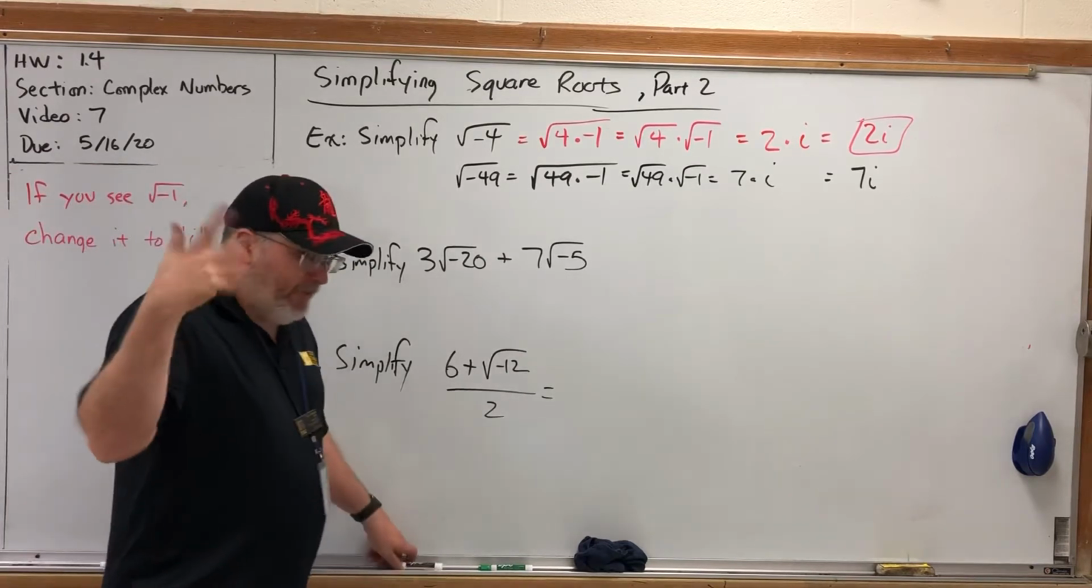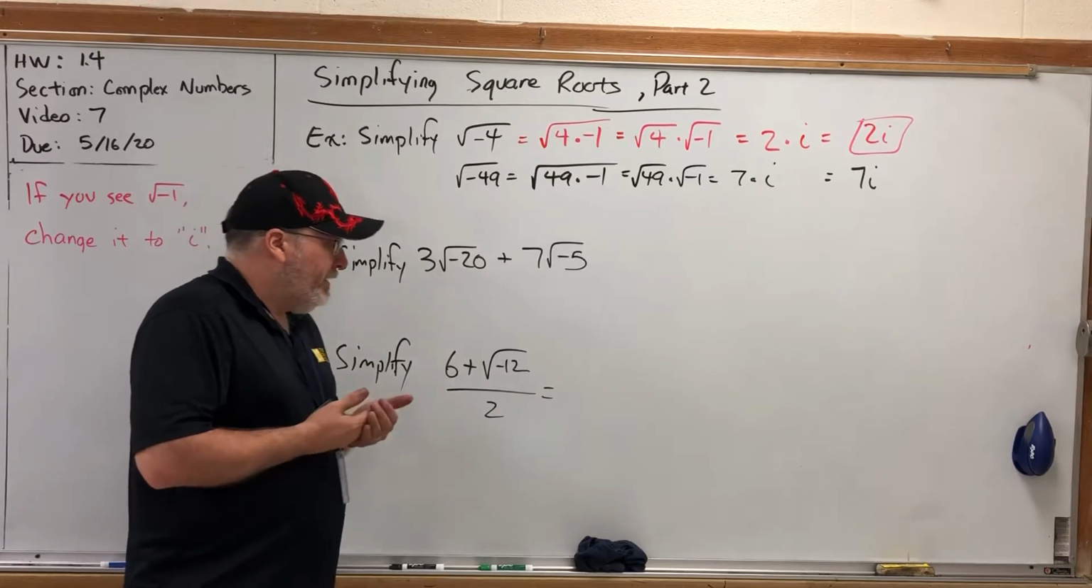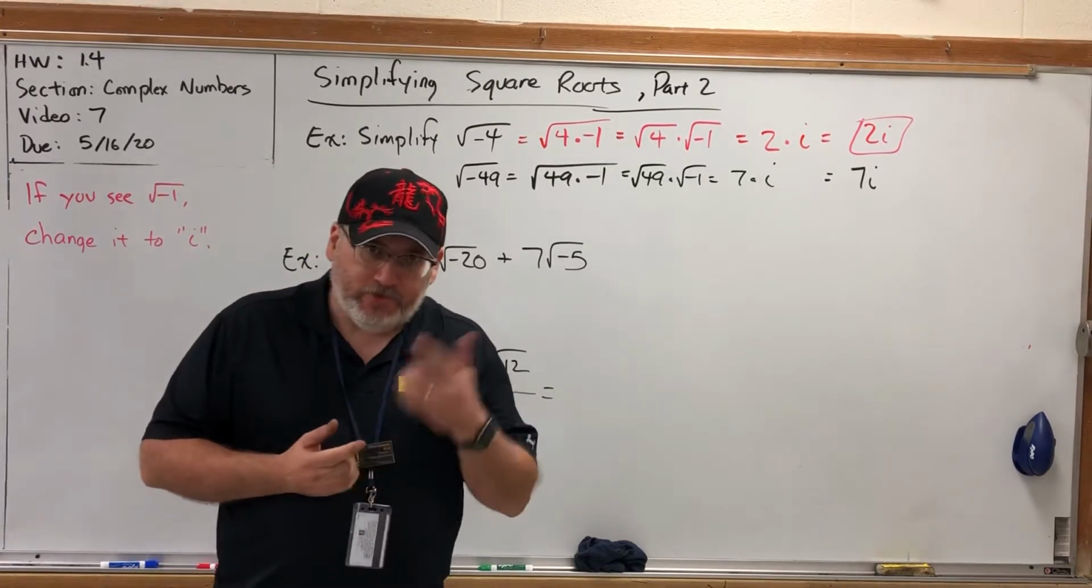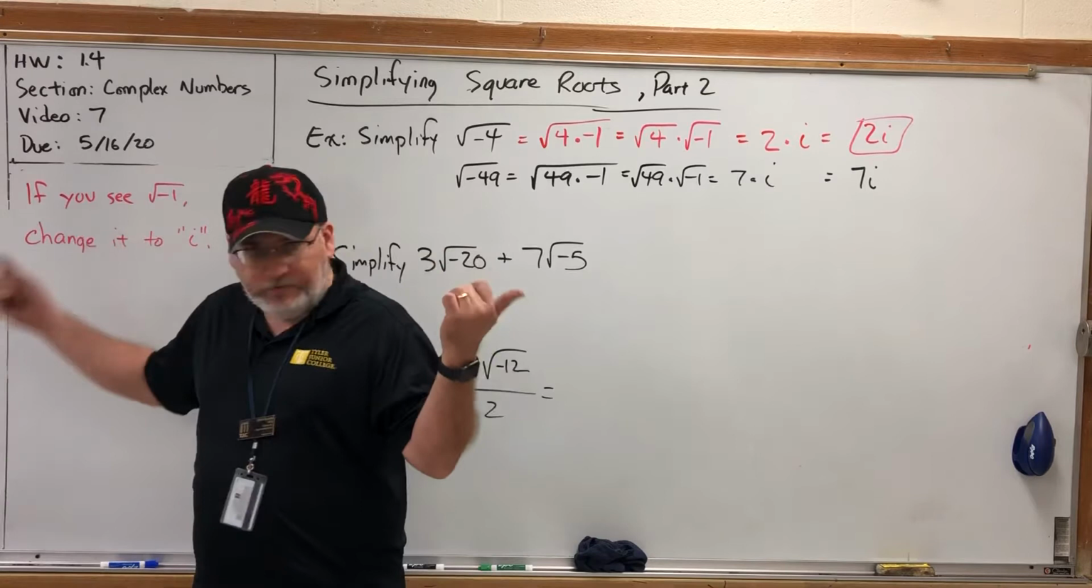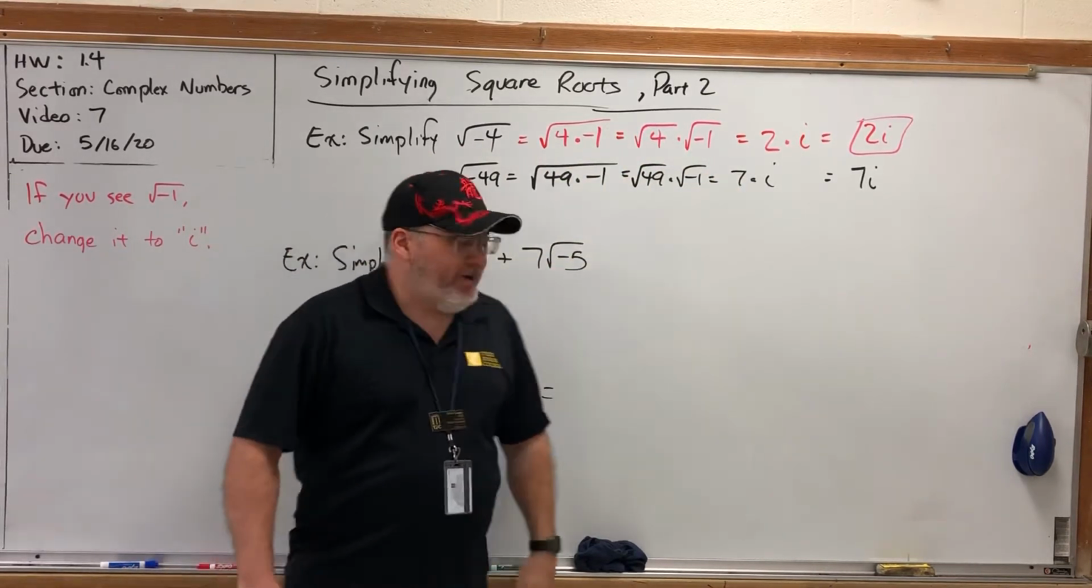So let's stick that feather in our cap, so to speak. If you square root a negative number, it's the same as square rooting a positive number. You just stick an i on the answer because of this. So the square root of negative 4 is 2i. The square root of negative 49 is 7i.